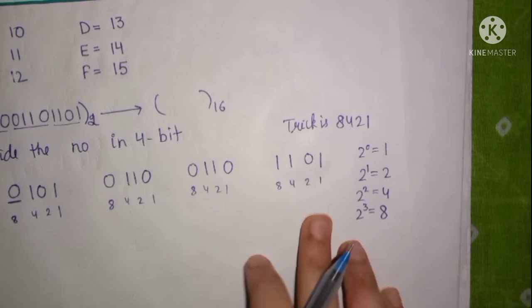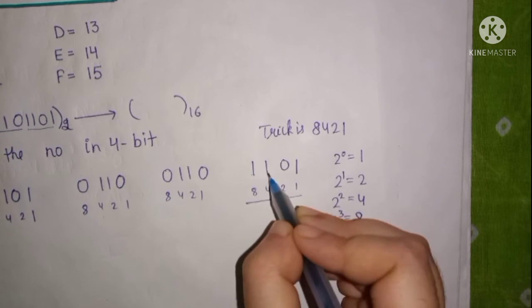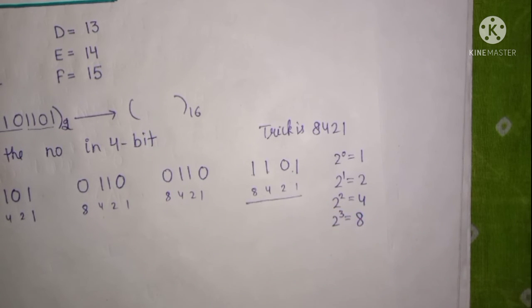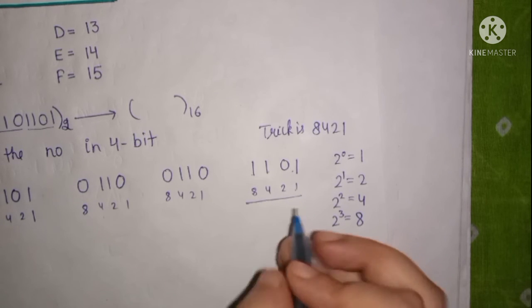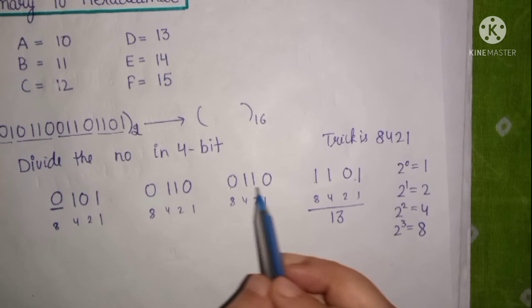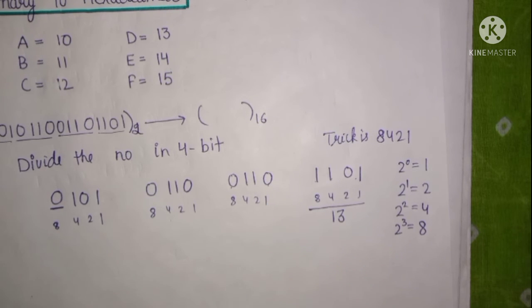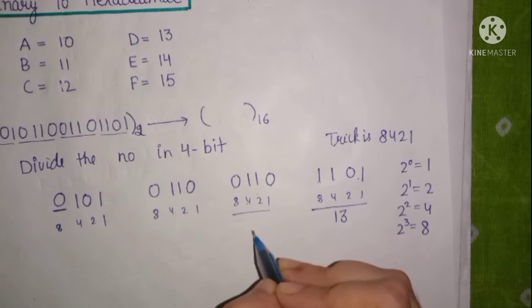The one which has 0, we do not sum it up. Okay, so it has 1, it has 1 and it has 1. So we will add which numbers? 8 plus 4 plus 1. So the answer will come 13. Next, 0 written here, 0 written there. For the bits which have 1, we only add those numbers. So 4 plus 2, 6.